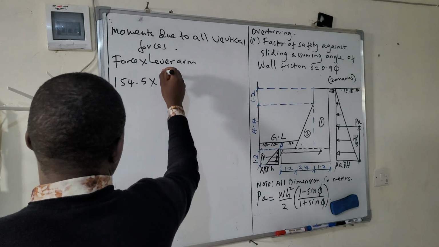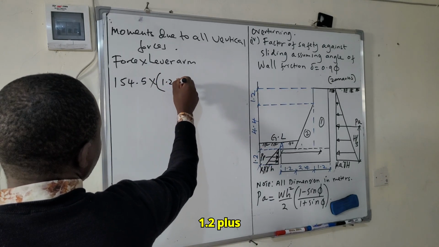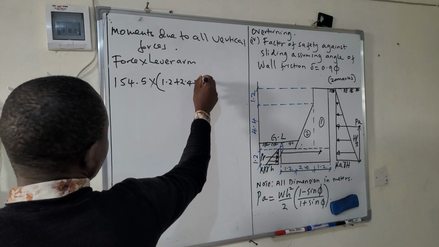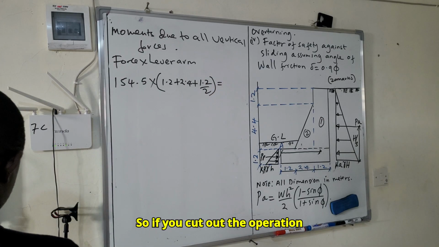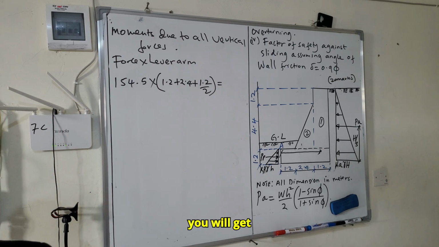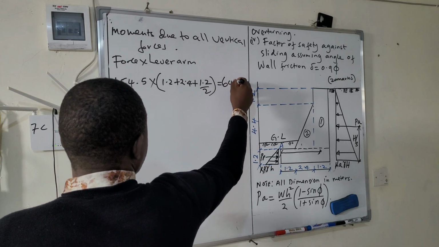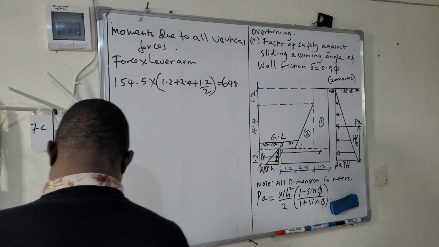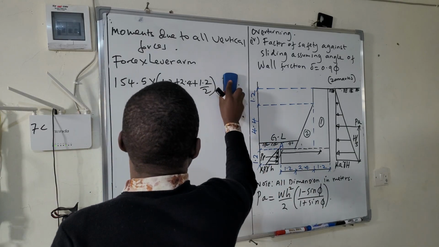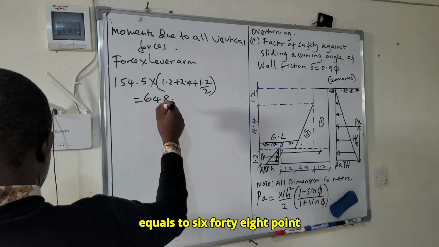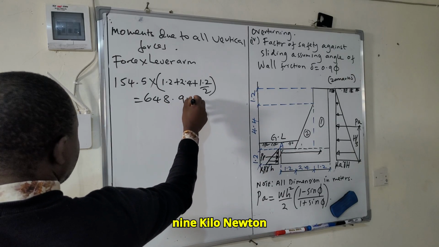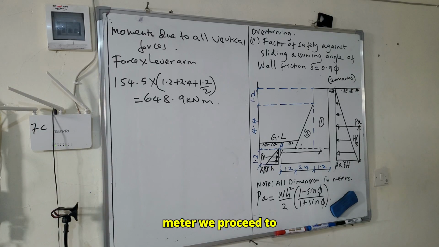As you can see, it is 1.2 plus 2.4 plus 1.2 over 2. If you carry out the operation, you will get 648.9 kilonewton meter. We proceed to stem number 2.